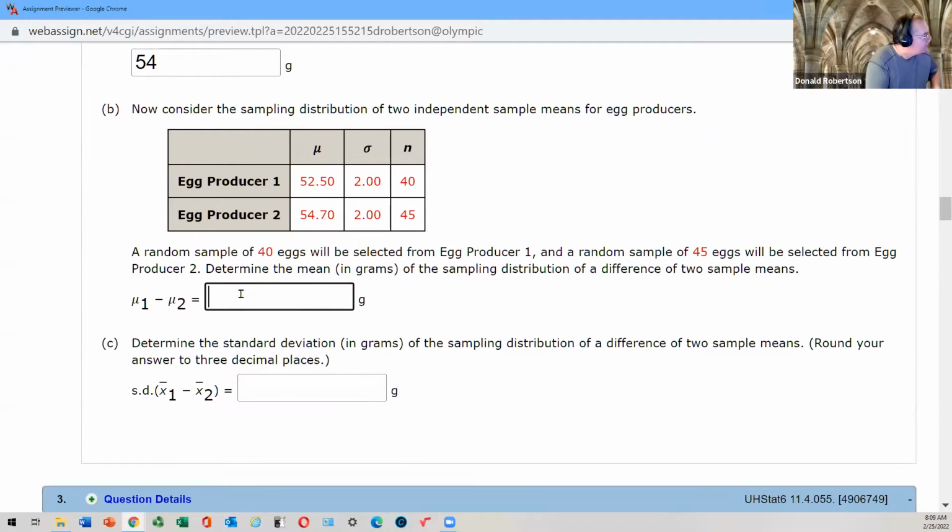52.4, and take away the other one. So what am I going to get? I'm going to get 52.4, and 52.5 actually. So 52.5, I'm going to take away 54.7, and whatever that is, my answer. So 52.4, take away 54.7, and the answer I get is negative 2.3.